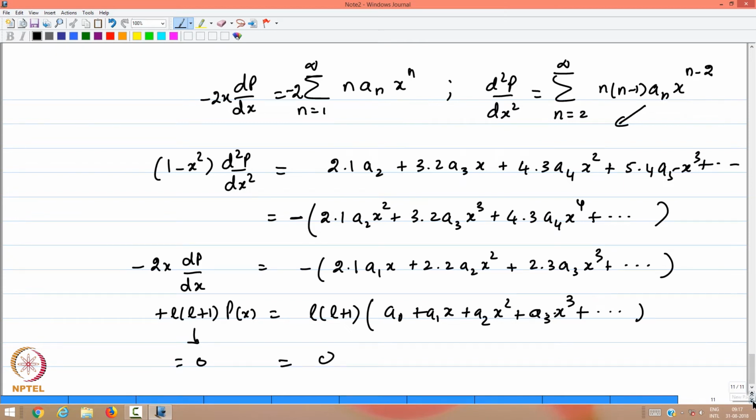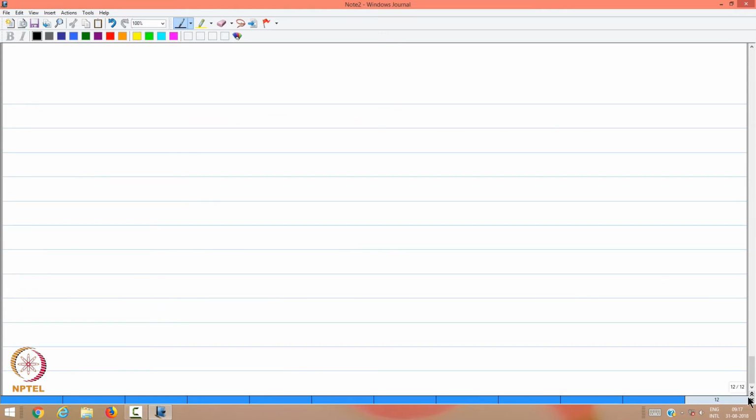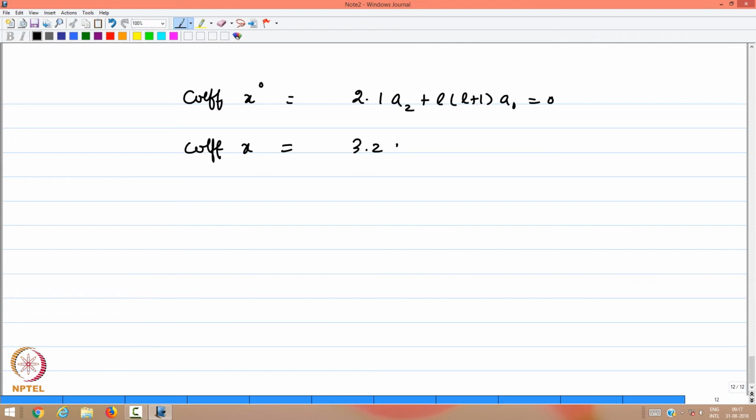And so, let us write the first coefficient that we need to know, the coefficient of a0, the coefficient of x raised to 0, is going to be 2 times 1 a2 plus L into L plus 1 a naught is equal to 0. And likewise, the coefficient of x is going to be 3 times 2 into a3 plus L into L plus 1 times a1 minus 2 times 1 a1 is equal to 0.